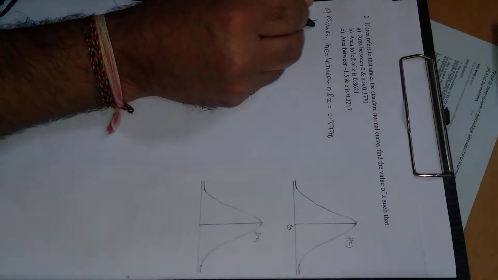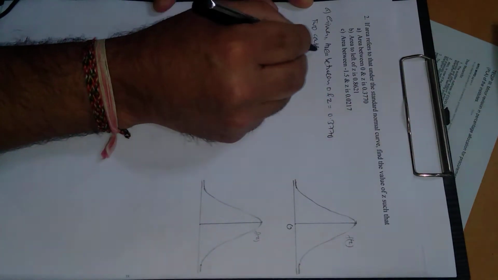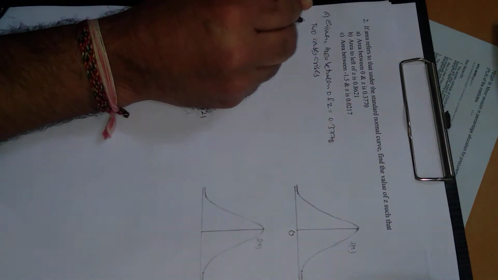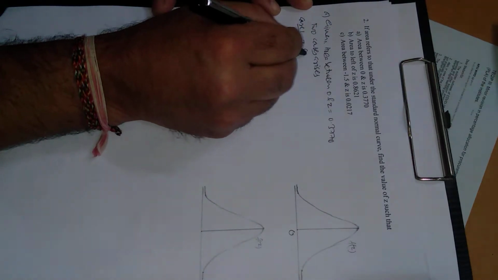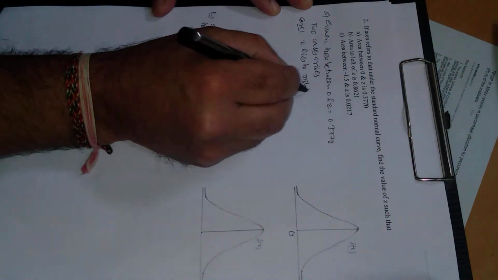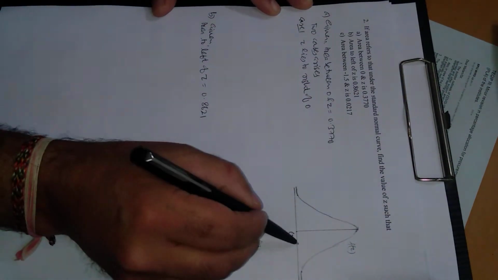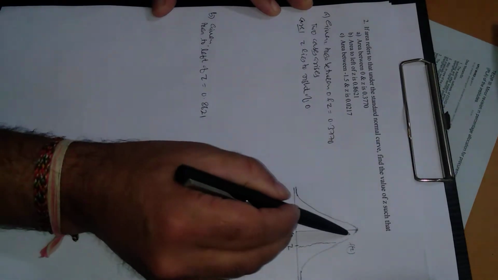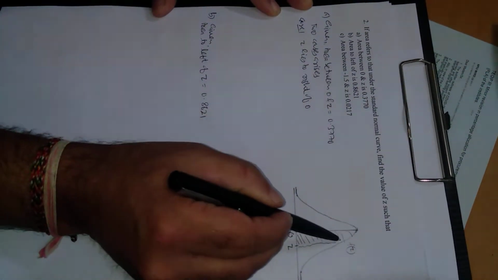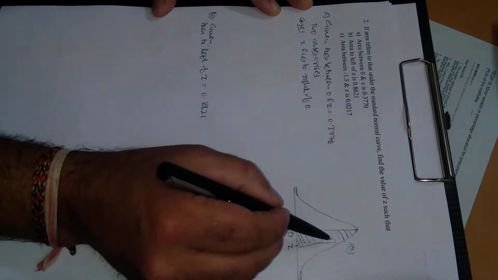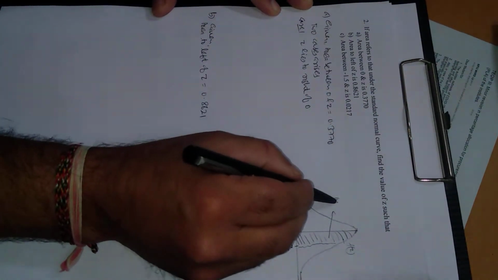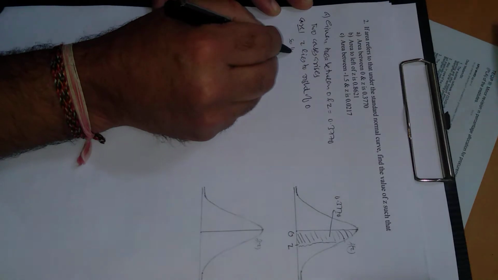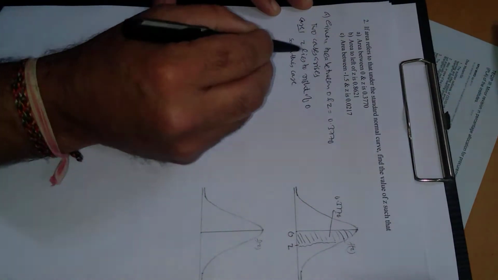Two cases arise. Either z lies to the right side of 0. Case 1 is z lies to the right of 0, means this is 0, z lies in this direction. It means this area is given to be 0.3770. So in this case, this is number 1.